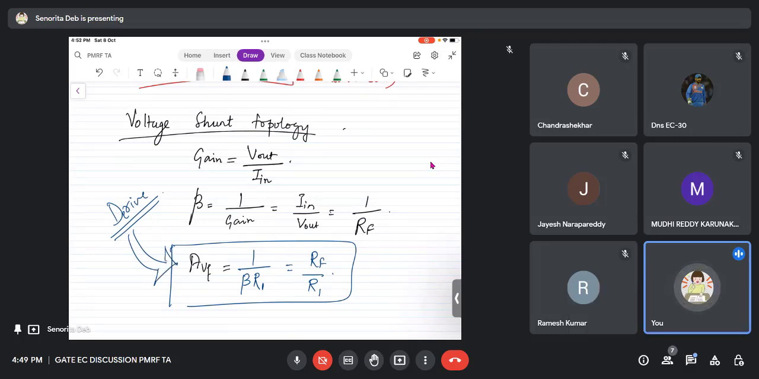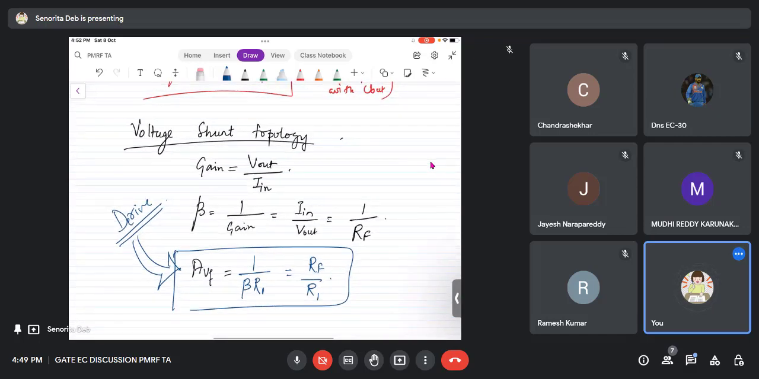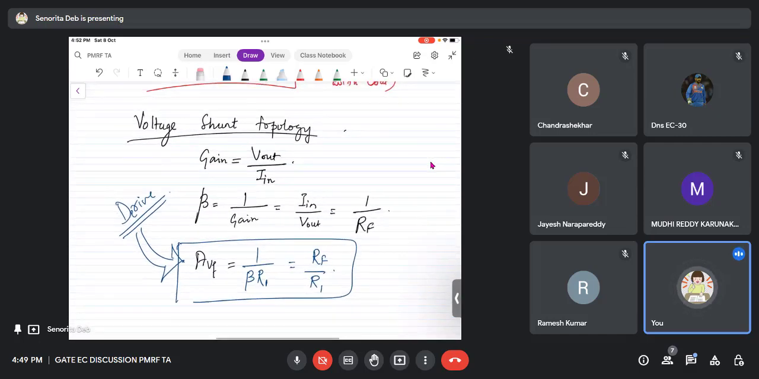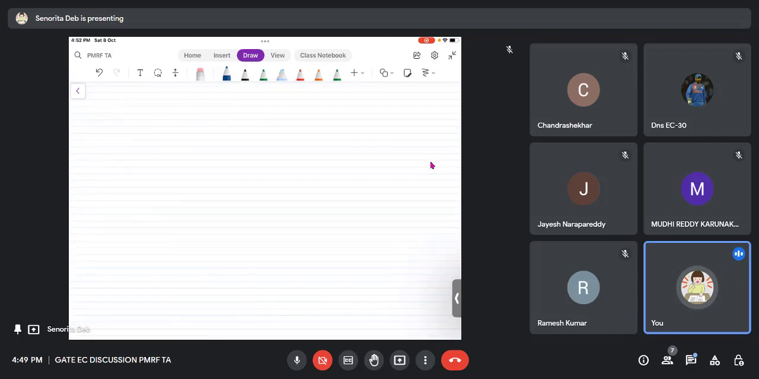I have the 2022 paper. I'll just see that. So this was voltage shunt. Quickly let me just show you non-inverting, and then I will solve one question from the 2022 paper, as he was saying.